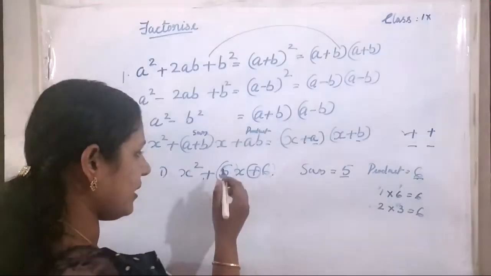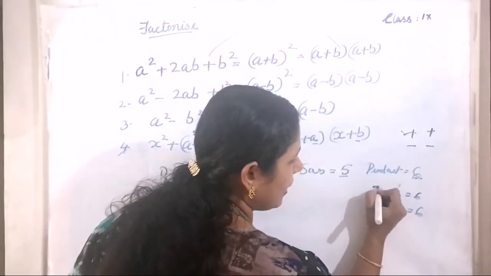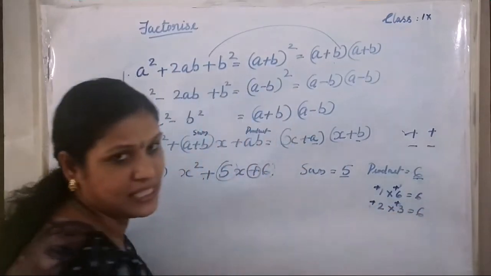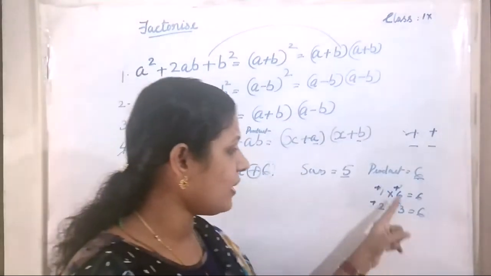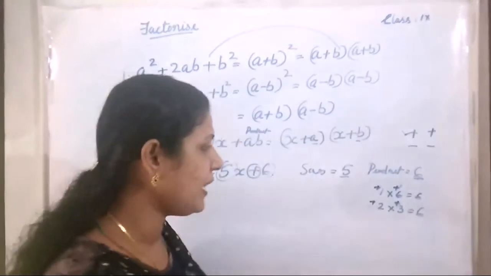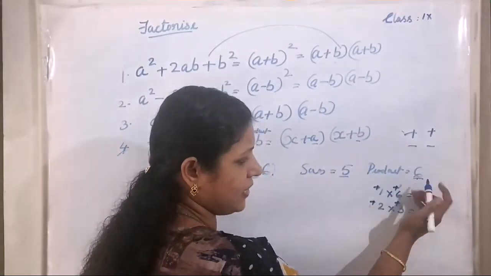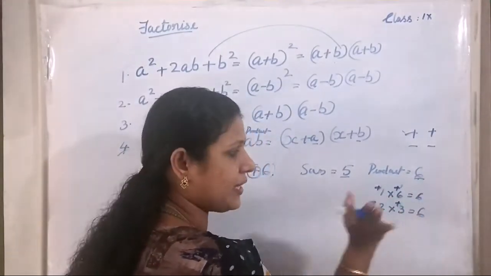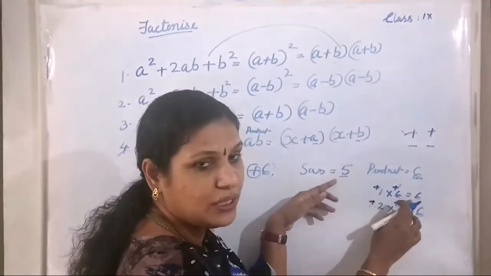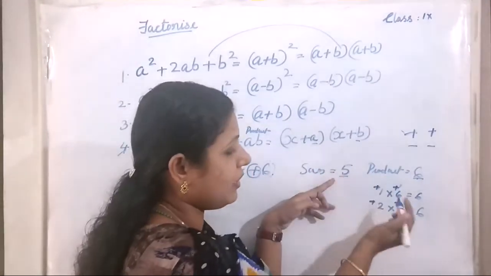Here in this question, the sign is positive, so the two selected numbers must be positive. Then which numbers do we need to take to solve this problem? For that, we select 1 into 6 is 6. That is the product we get. Then, adding these two numbers, we need the sum as 5.